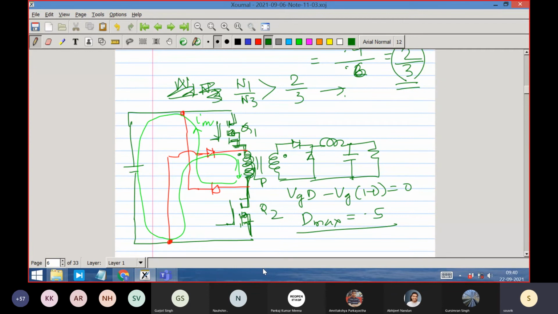It can work with 0.4, but then the magnetizing current will be discontinuous. But if you want the magnetizing current to be continuous, just barely continuous, it should never leave the zero level. It should barely be continuous, like this. Then 0.5 is the maximum duty ratio.